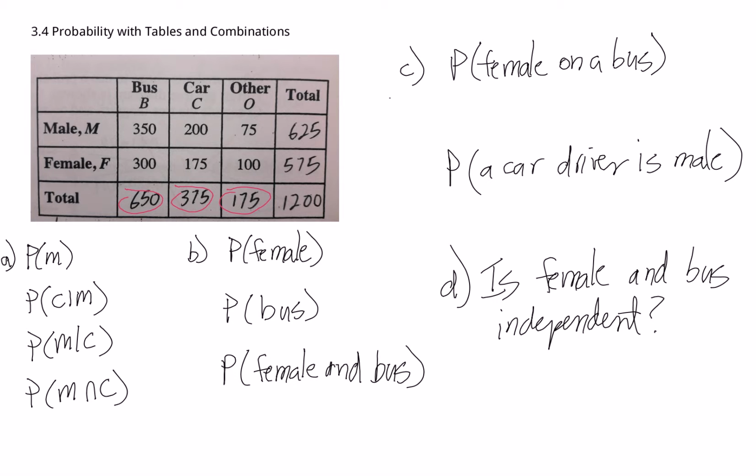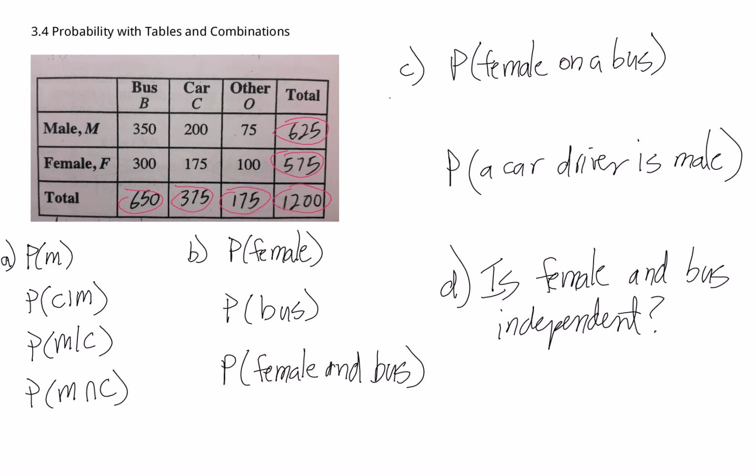And then we also want to total horizontally. So the total number of males is 625. Total number of females is 575. And if we add up all of the bus, car, and others, or if we add vertically the males and females, either way you should get a total of 1200. So your first step always is you want to get those totals. Once you have the totals, now the rest of the question is pretty straightforward when you look at the chart.